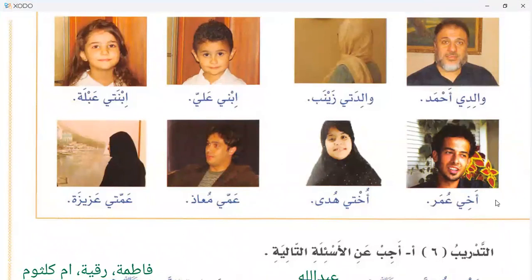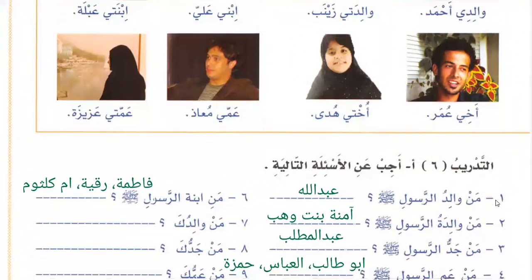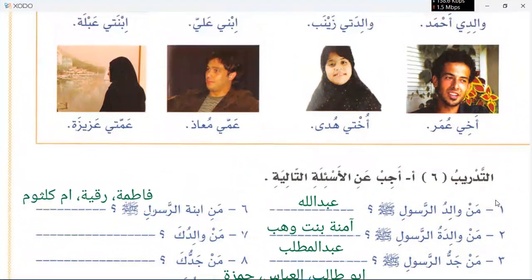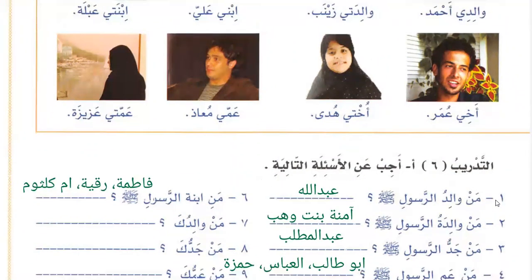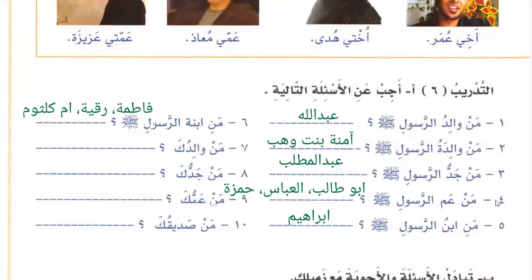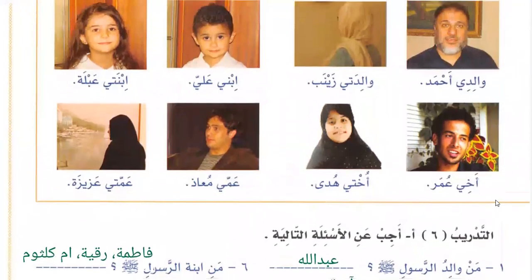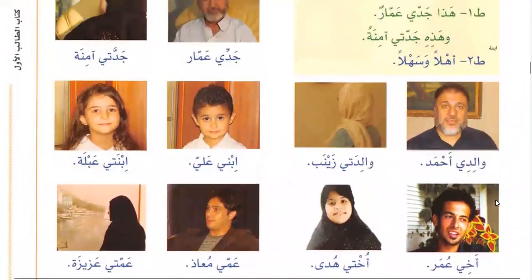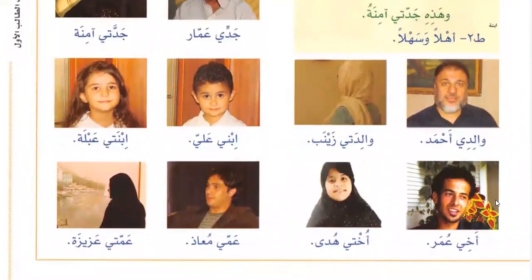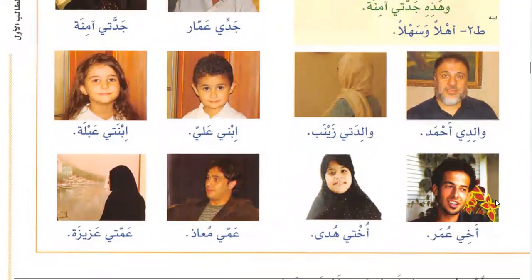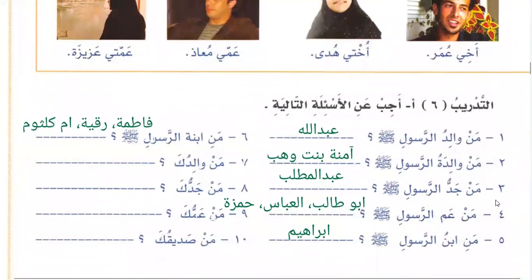Haza Ammi Mahaz. This is my uncle Mahaz. Wa hazi Ammati Aziza, and this is my aunt Aziza. Ajiban, very good. And after Umar, wa is used for "and". This is my sister. Correct. And wa is used for "and", okay.